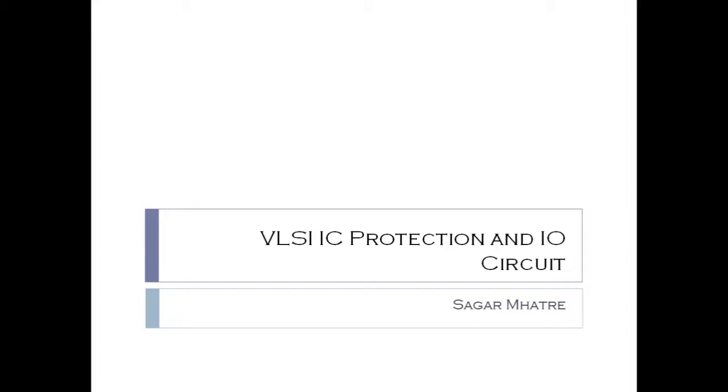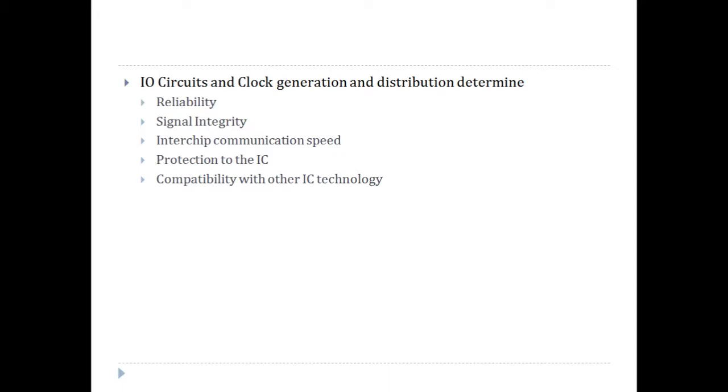The I/O circuit and clock generation and distribution circuits are essential to VLSI chip design. The design quality and the structure of the circuit is a critical factor that determines the reliability of an IC. It also decides the signal integrity and inter-chip communication speed of an IC. It also provides protection to the IC. It also decides which other technology the IC will be compatible with.